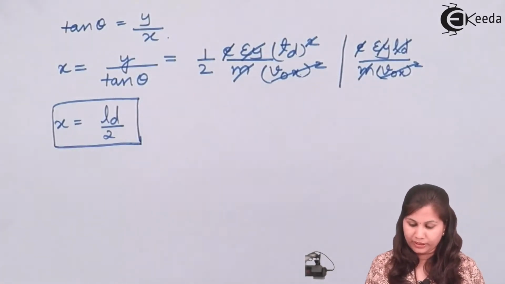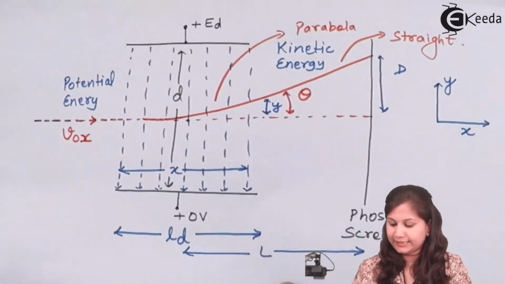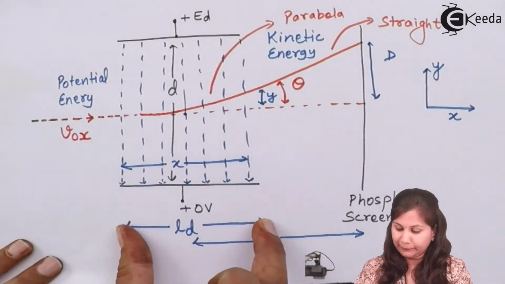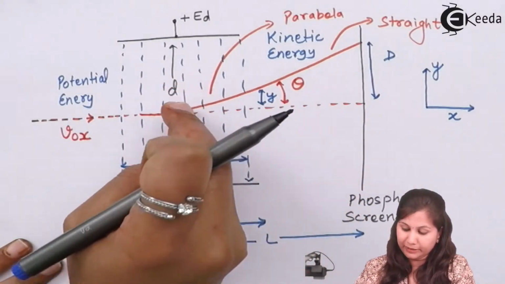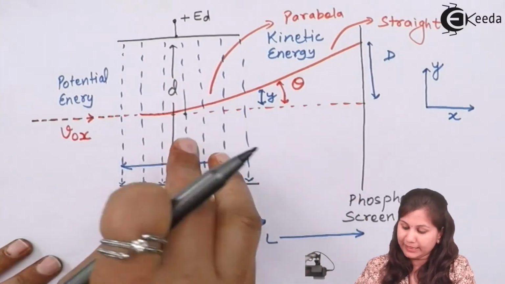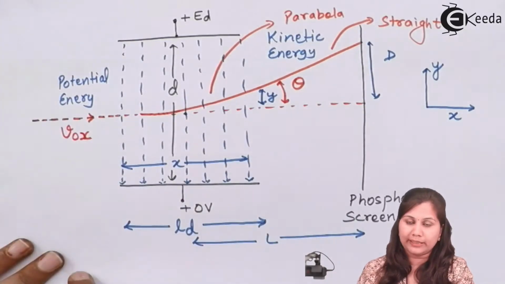Okay. So we can see here that ld is the full length of the deflecting plates. And when we are getting half of it, that is at the middle or the center of the deflecting plates, this deflection will change from a parabola to a straight line.